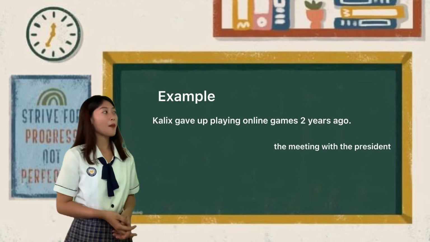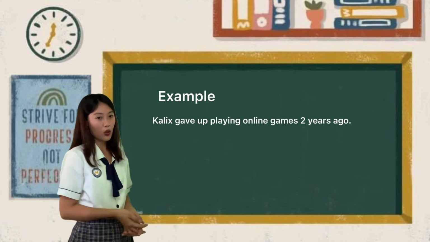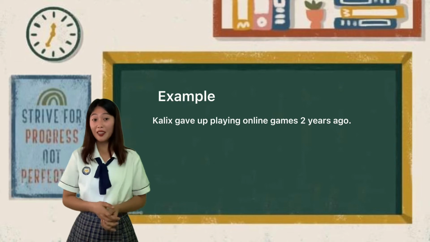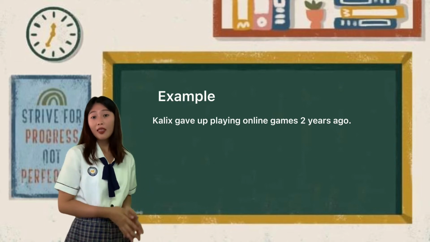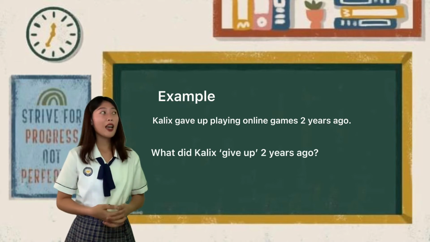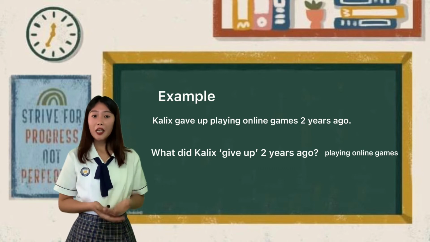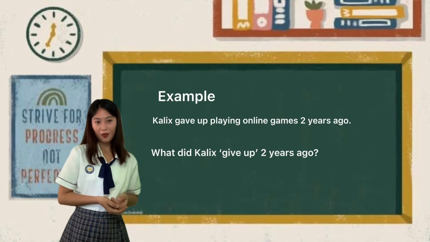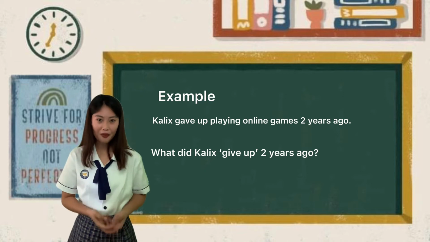We have another example here. Colleagues gave up playing online games 2 years ago. So what do you think is the direct object there? Is it colleagues? No. You have to answer the question, what did colleagues give up 2 years ago? The answer is the online games. So the direct object there is online games. The examples that I gave to you are examples of transitive phrasal verbs.